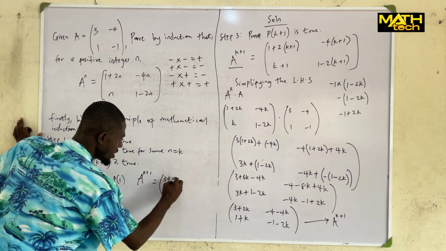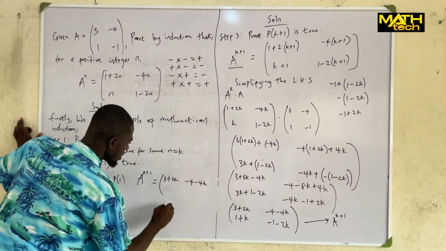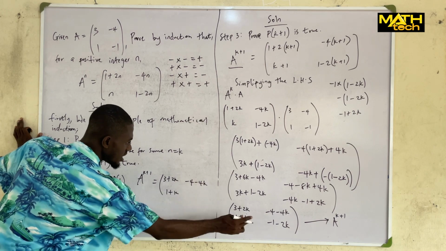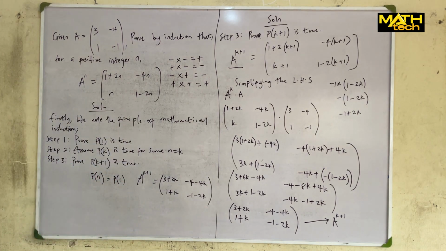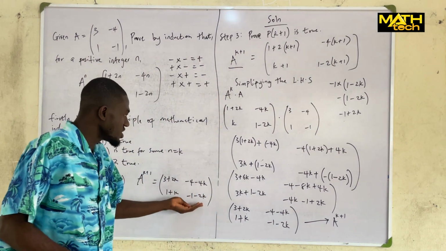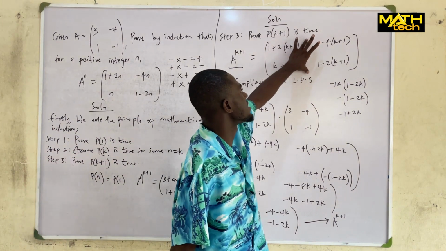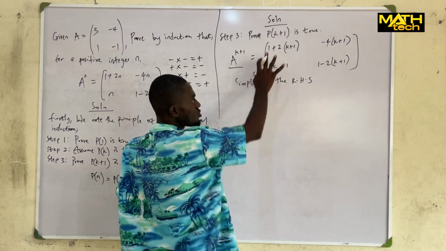So our a raised to the power k plus 1 is now 3 plus 2k, and here we have minus 4 minus 4k, and here we have 1 plus k, and here we have minus 1 minus 2k. So now let's check for the right hand side. We are supposed to check if this left hand side, which results to this, is equal to the right hand side.